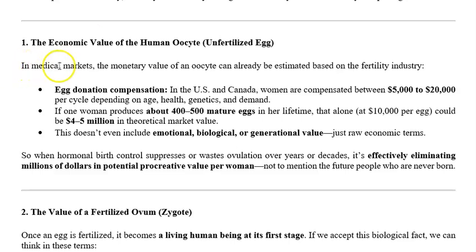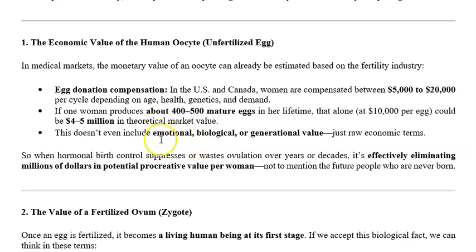In medical markets, the monetary value of an oocyte can already be estimated from the fertility industry. I'm not saying that's an accurate reflection of the actual value, but it's something we can look at. So, egg donation compensation: in the U.S. and Canada, women are compensated between $5,000 and $20,000 per cycle, depending on age, health, genetics, and demand. If one woman produces about 400 to 500 mature eggs in her lifetime, that alone, at $10,000 per egg, could be $4 to $5 million in a theoretical market value.